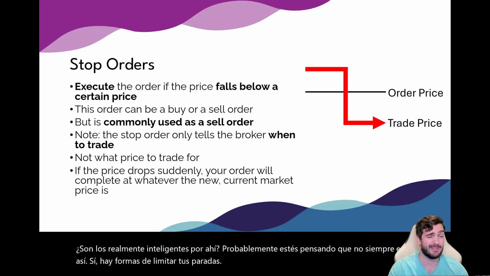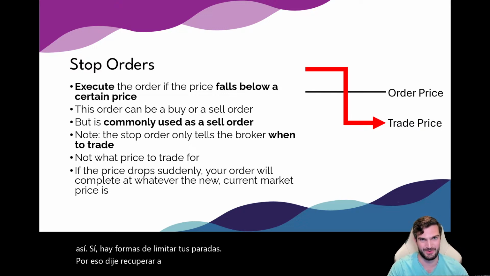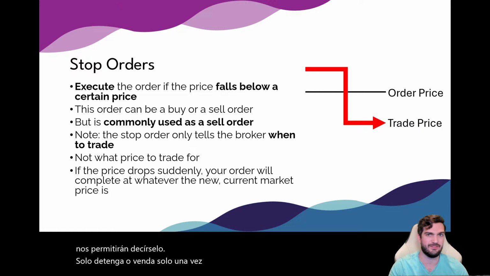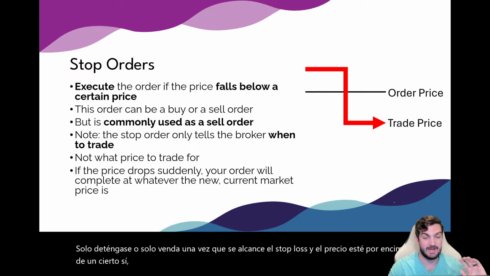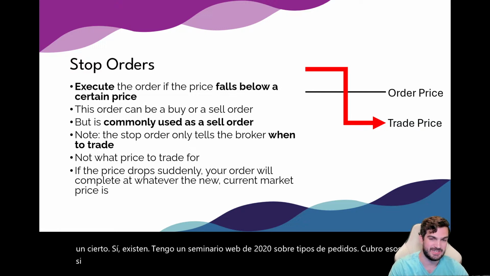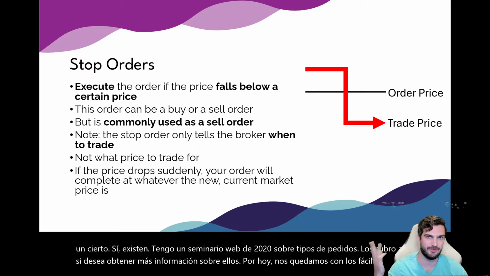That's why I said we're covering the 3 most common types of orders. There are more advanced orders out there that will allow us to tell them to only stop or only sell once the stop loss is hit and the price is above a certain level. Those do exist. I do have a webinar from 2020 on order types. I do cover those there if you want to learn more about them. For today, we're sticking with the easy ones: stop orders, limit orders, market orders.